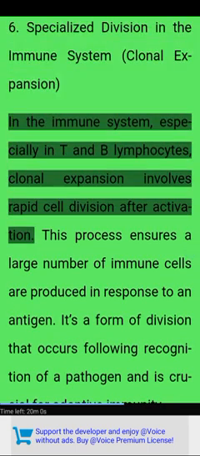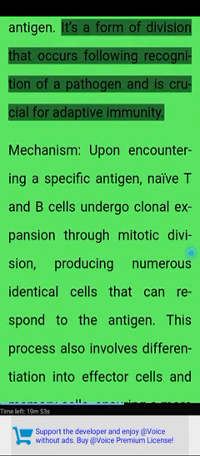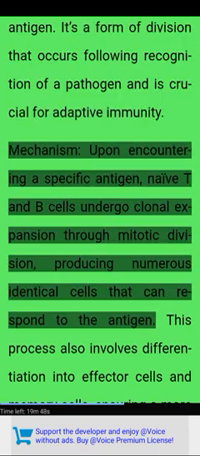Clonal expansion. In the immune system, especially in T and B lymphocytes, clonal expansion involves rapid cell division after activation. This process ensures a large number of immune cells are produced in response to an antigen. It's a form of division that occurs following recognition of a pathogen and is crucial for adaptive immunity.